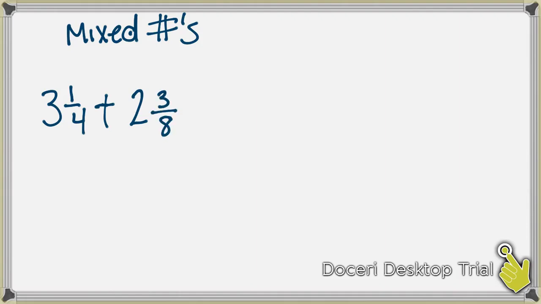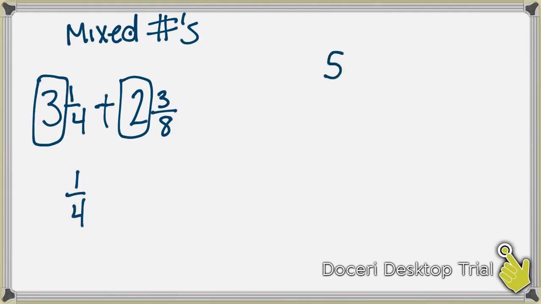Now, when you're adding mixed numbers, I'm going to tell you, when they're both the same sign, which means you're going to be adding them, you could just add the whole numbers. 3 and 2 is going to give you a 5. And then I'll take the fractions and I'll add those together. I have 1/4 plus 3/8.